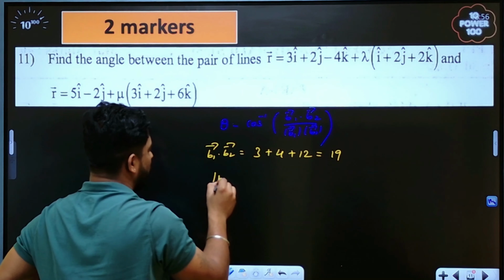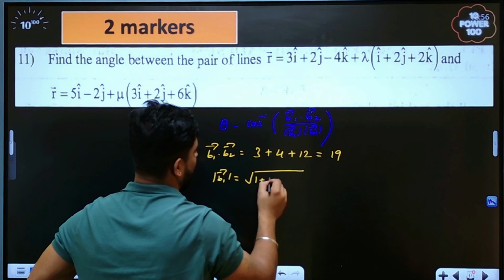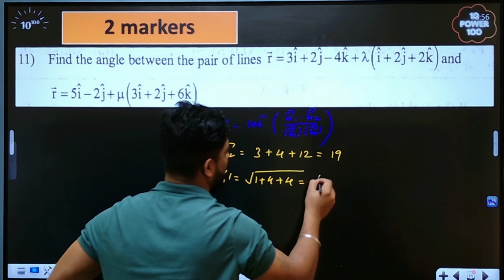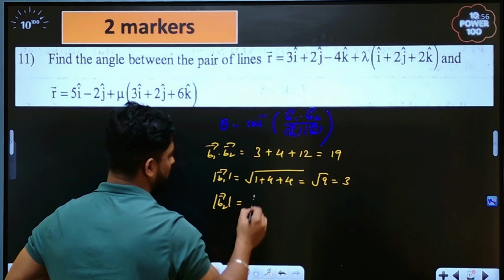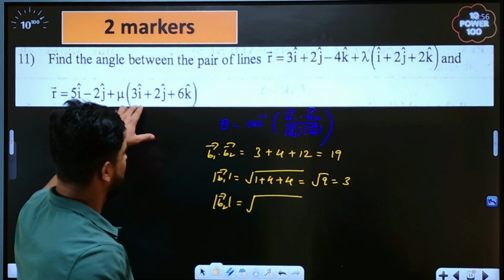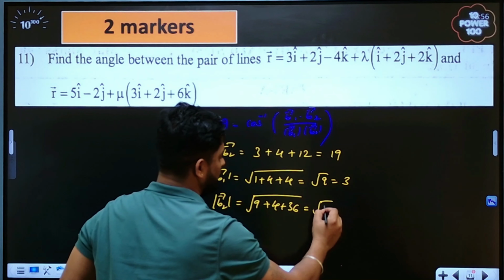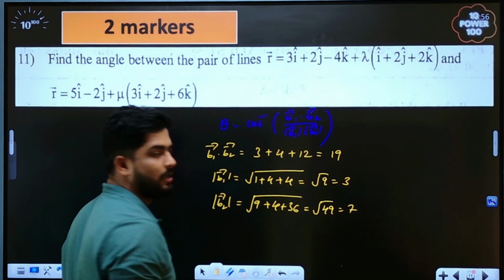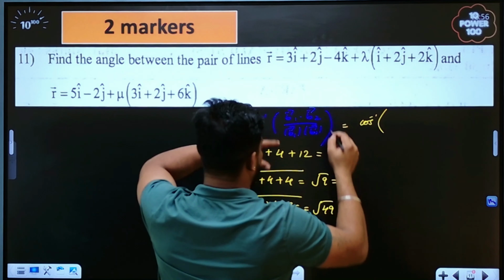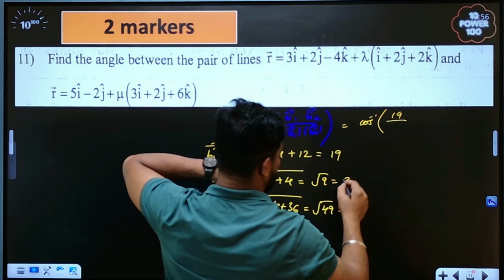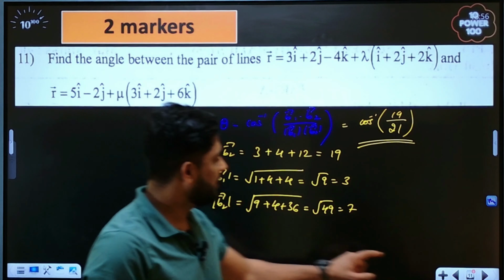The magnitude of b1 is equal to square root of 1 plus 4 plus 4. The answer is root 9, which is 3. Next, the magnitude of b2 is the square root of 9 plus 4 plus 36. The answer is root 49, which is 7. Now we'll substitute here. So theta is equal to cos inverse of b1 dot b2, which is 19, divided by 7 times 3, which is 21. So 19/21 is the answer, children. Very simple one.